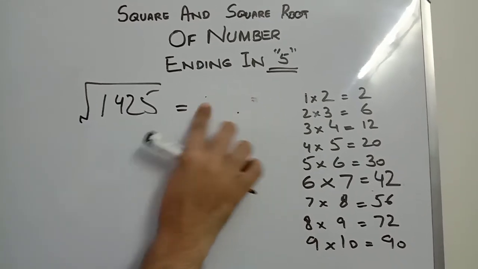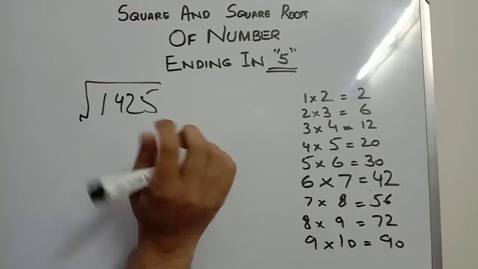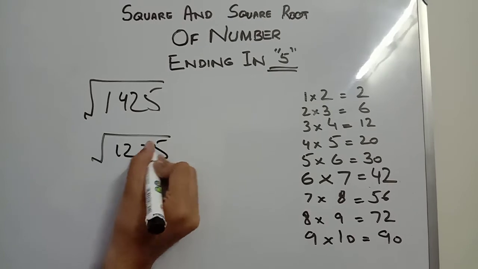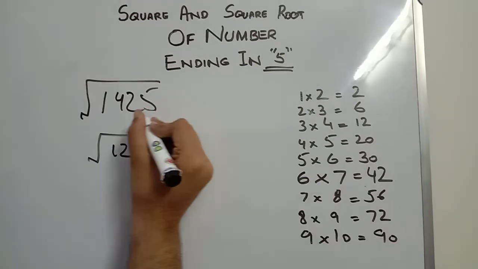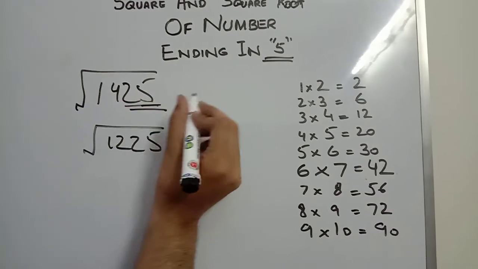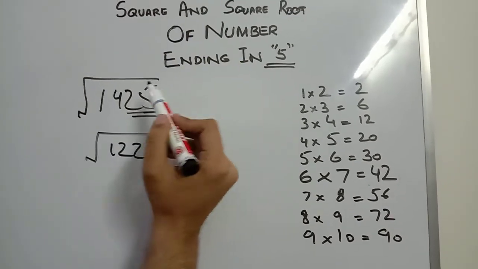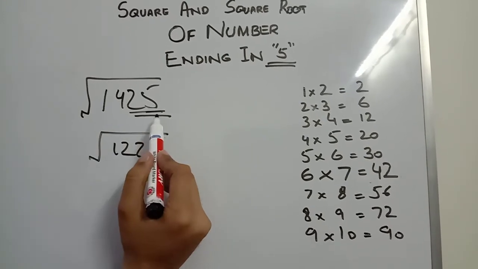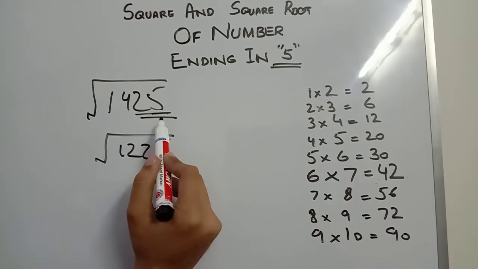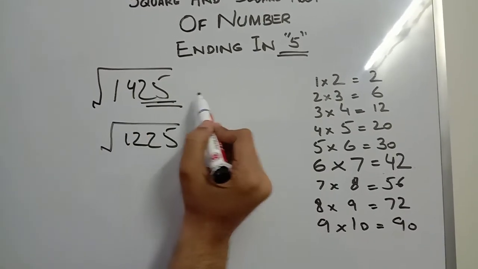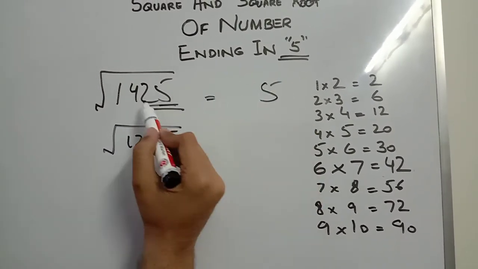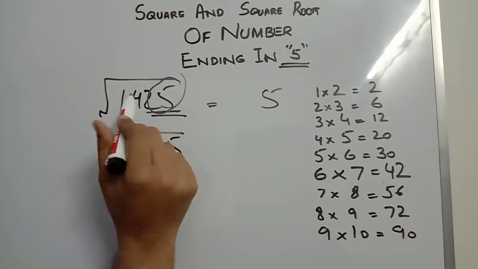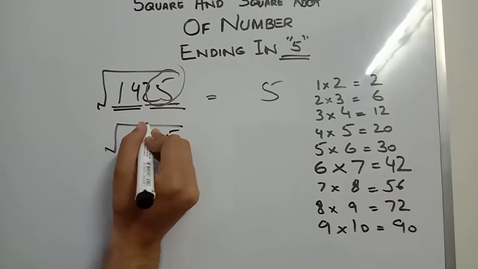So, what we do, similarly, let's take 1225 as we mentioned in the previous example. What we do, we take 25. For every number that is ending in 5, its square ends in 25, so the last two digits must be 25. So we take the 25 and we write 5 for it. Square root of 25 is 5. Now this 25 is ignored. We have the remaining two digits 14.